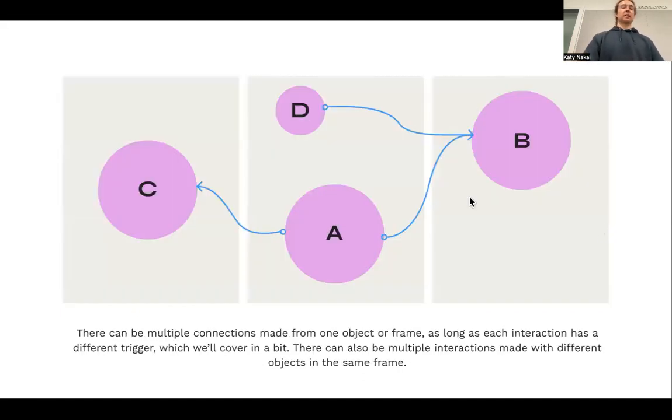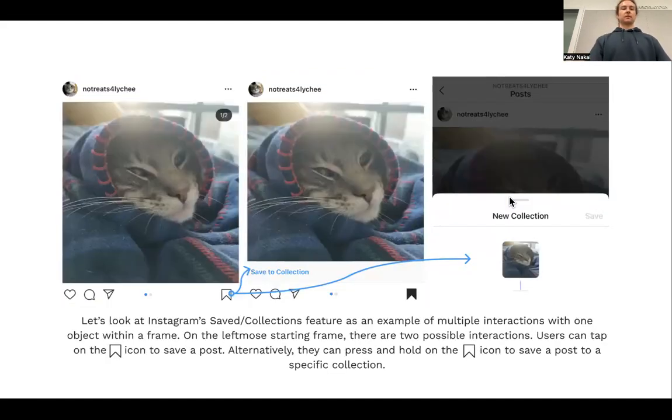So there can also be multiple connections made from one object or frame as long as each interaction has a different trigger, which we'll cover in a bit. There can be multiple interactions made with different objects in the same frame. So if we look at what we have with Instagram's save functionality, users can tap on the save icon to save a post, but also they can tap and hold on the save icon to save to a specific collection.